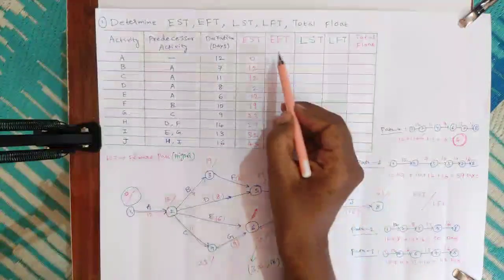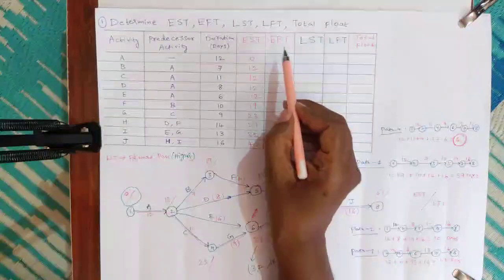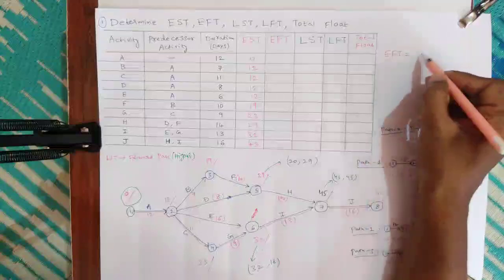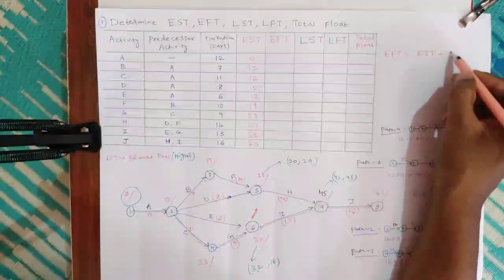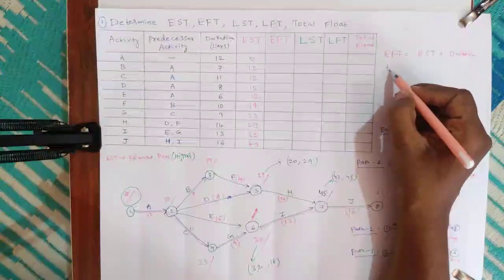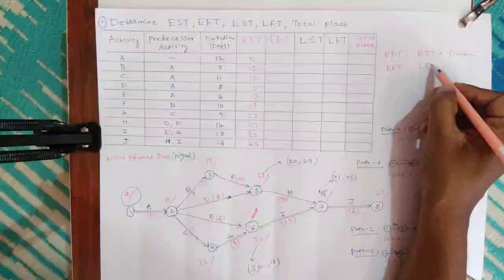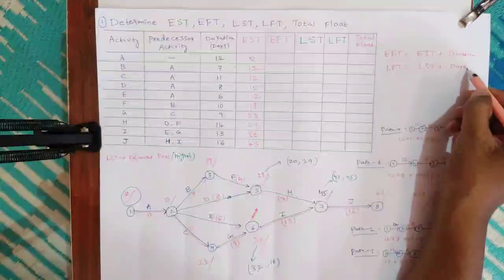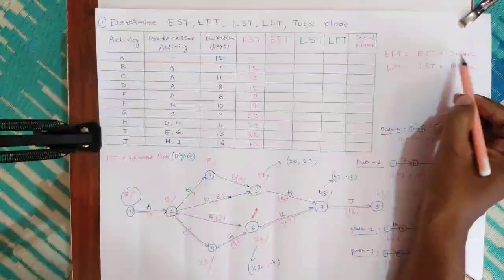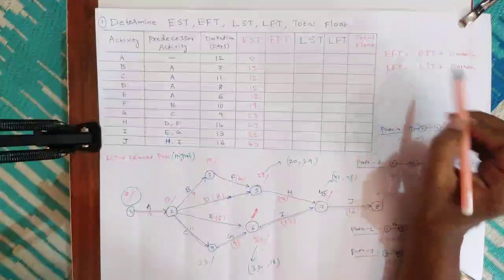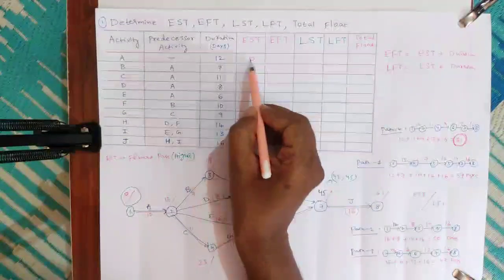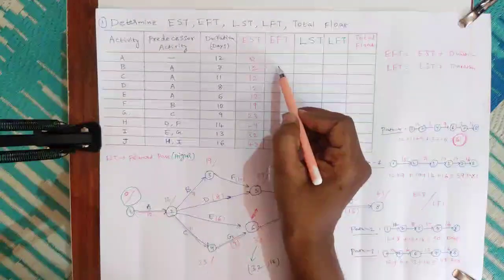Now we will see earliest finish time. Simple. Earliest finish time is equal to earliest start time plus duration. Similarly, latest finish time is equal to latest start time plus duration. Starting time plus duration is equal to finishing time of the event. Earliest start we have written now. Earliest finish means duration plus EST; duration plus EST we will get finish time.